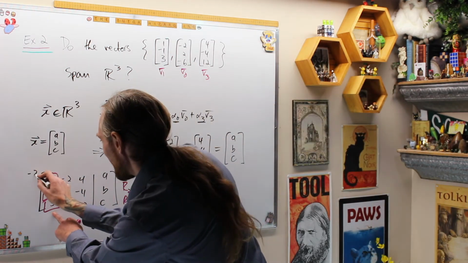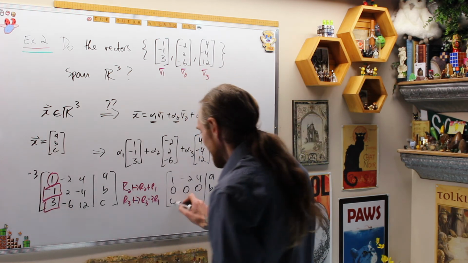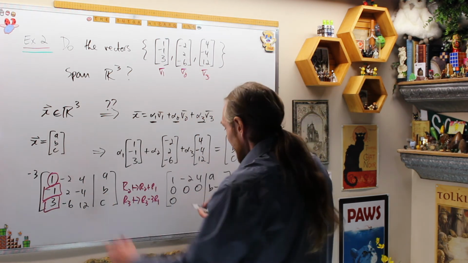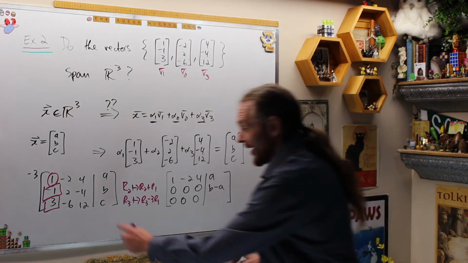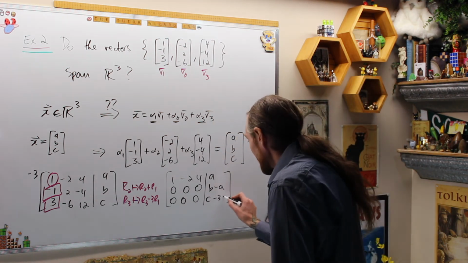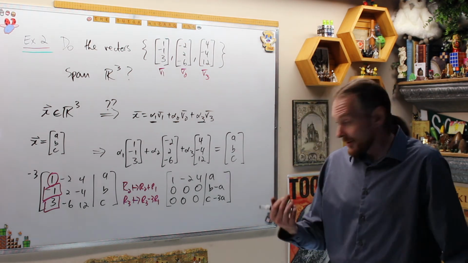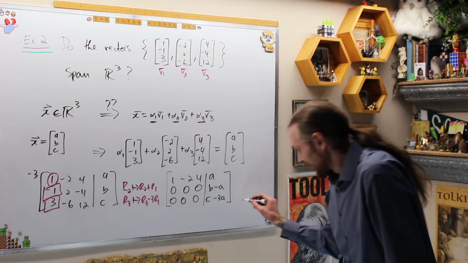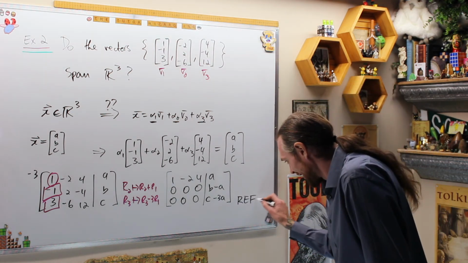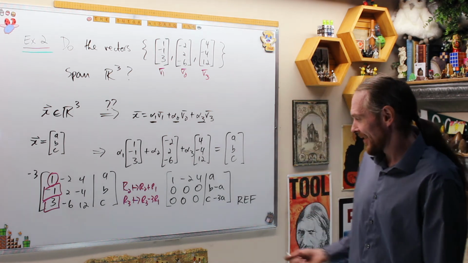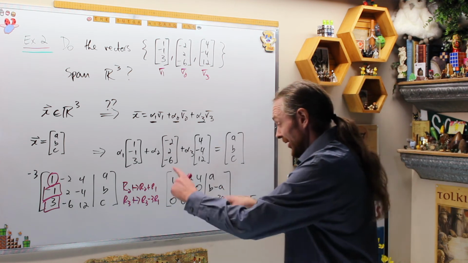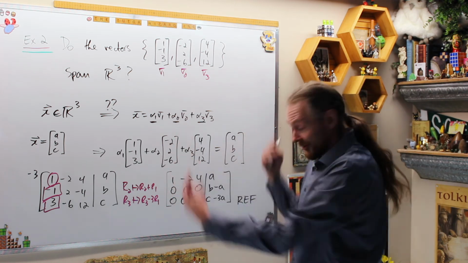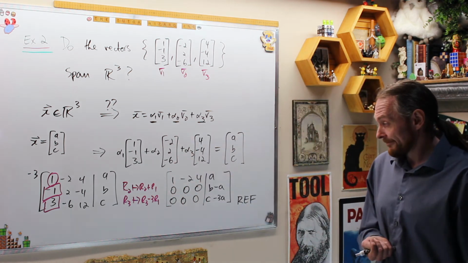Now I'm going to do negative 3. What's going to happen? 3 minus 3 is 0. Negative 6 plus 6 is 0. 12 minus 12 is 0. Oh, we got goose eggs again. But now what do I have? C minus 3A. So now what do I have to do? This is REF. Is this REF? Yes. Do I have any leading ones? Yes. Are there zeros below? Yes. Are any of the leading 1 entries further to the left? Yeah. So we have our business.